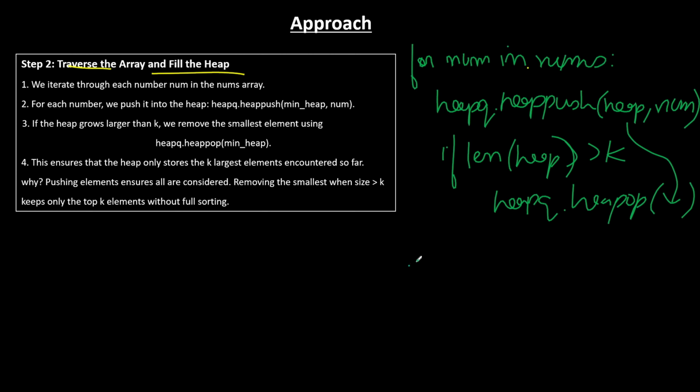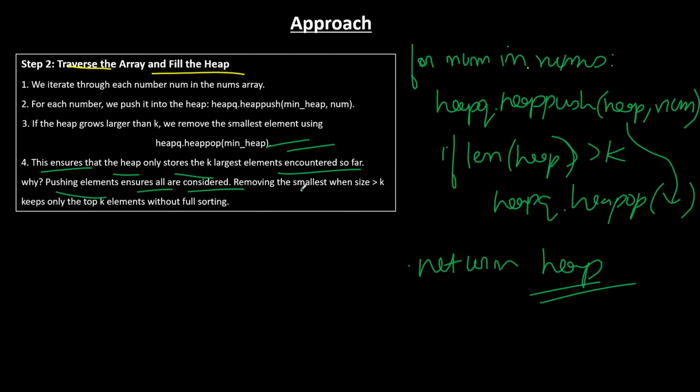And at the end, you can return the heap which we created. This ensures that the heap only stores the k largest elements encountered so far, and pushing each element ensures all are considered. Removing the smallest when the size is greater than k keeps only the top k elements without fully storing everything.